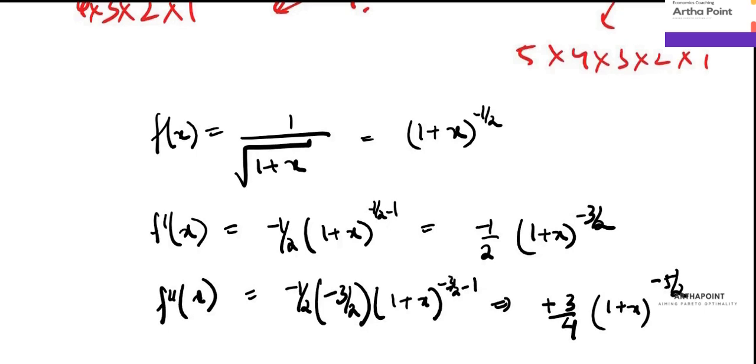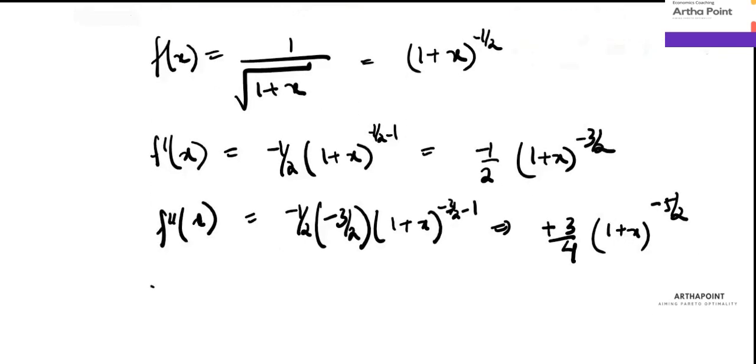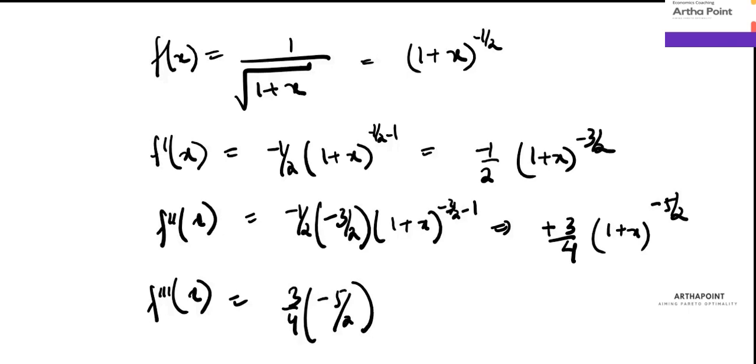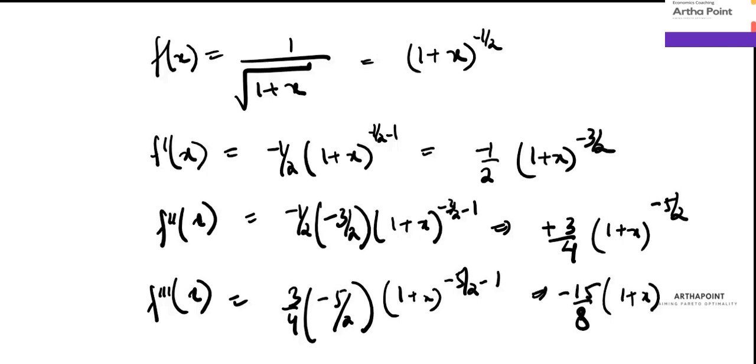Finally, you can go ahead and find f triple dash x. So f triple dash x will be 3 by 4 into minus 5 by 2 into 1 plus x to the power minus 5 by 2 minus 1. And if you solve this, you are going to get minus 15 by 8, 1 plus x to the power minus 7 by 2.